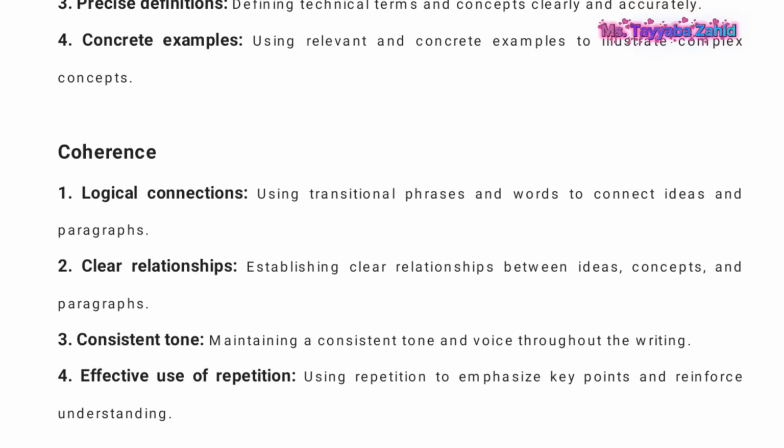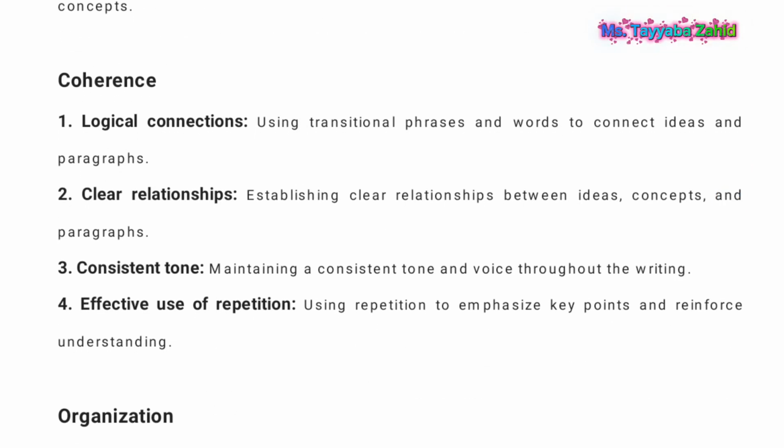Okay, number two is coherence. Coherence means, in Urdu language we say tasalsul, connectivity, connection. So you have to create a logical sequence, a logical connectivity among your thoughts, among your sentences, among your situations. Coherence includes, number one, logical connection: using transitional phrases and words to connect ideas and paragraphs. Number two is clear relationships: establishing clear relationships between ideas, concepts, and paragraphs.